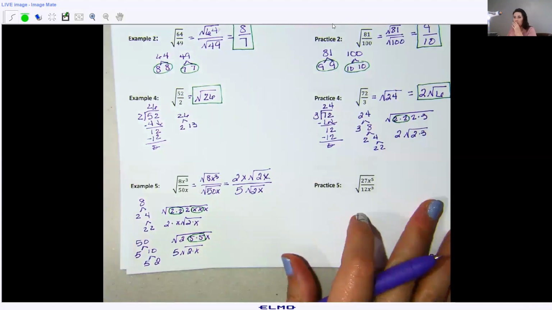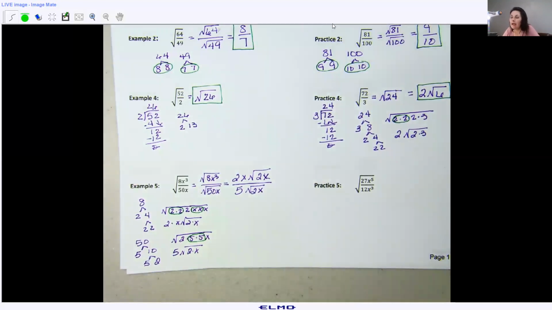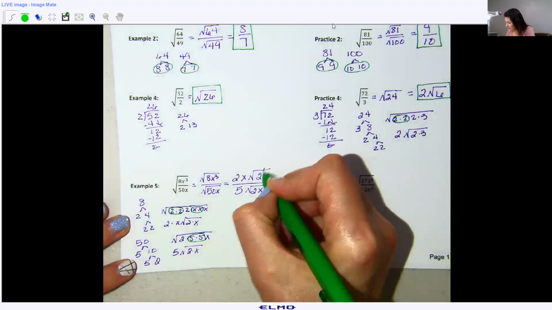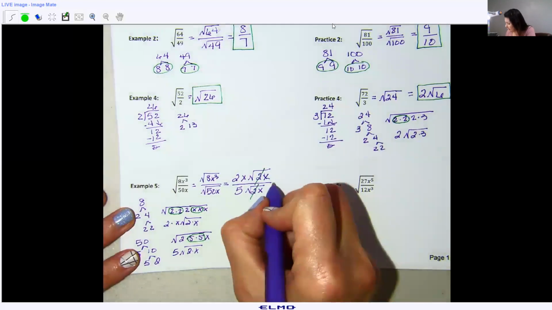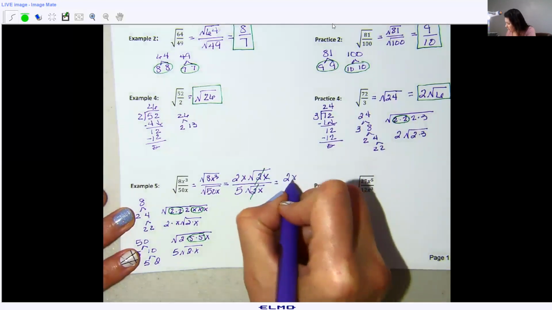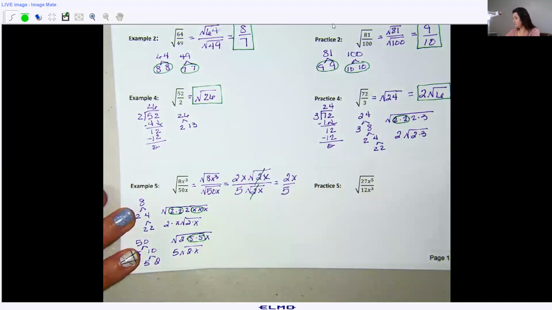Okay. Now, we have a radical here in the denominator, and we can't have radicals in the denominator. But since both of our radicals are the same, the square root of 2x over the square root of 2x would be the same as like 3 over 3 or 17 million over 17 million. They all equal 1, right? So in this case, we can actually cancel these out because they total 1, so it'll just be 1 times the rest of it. And our final answer would be 2x over 5.